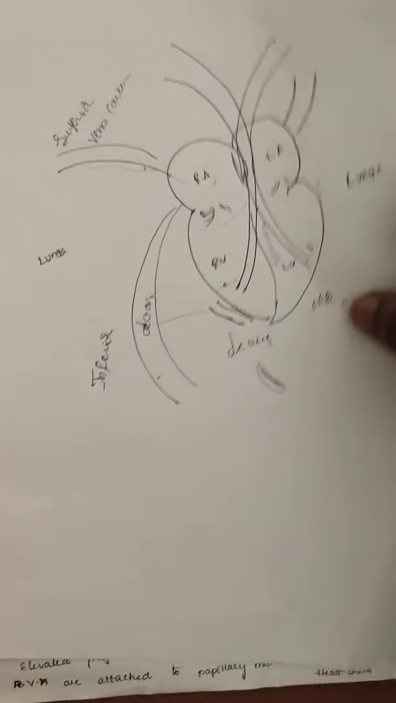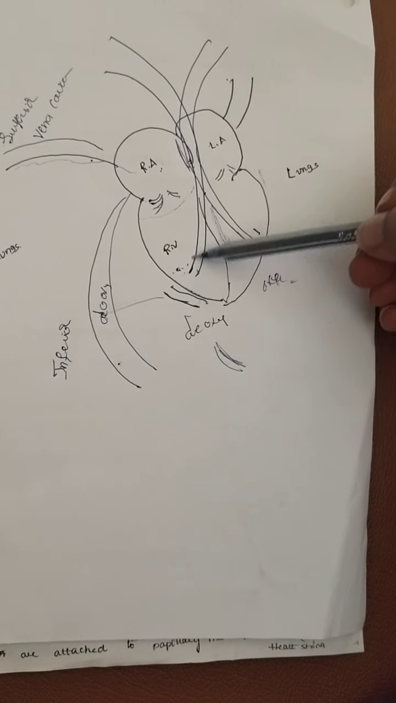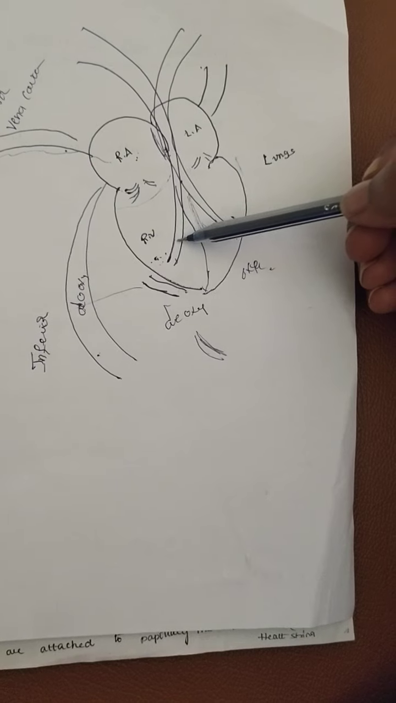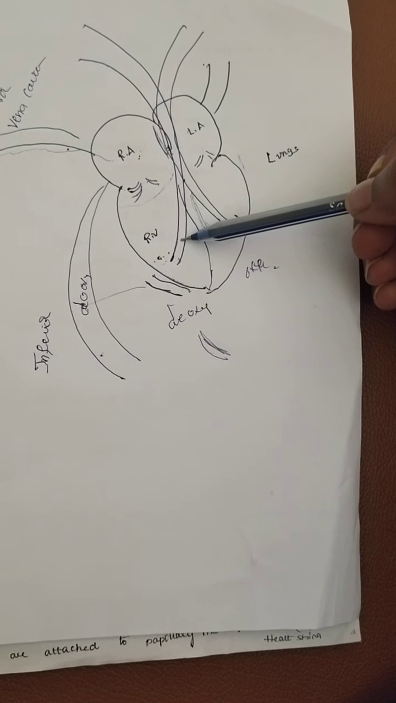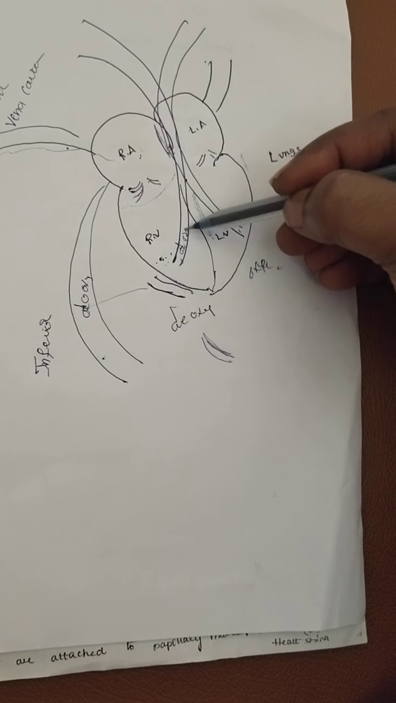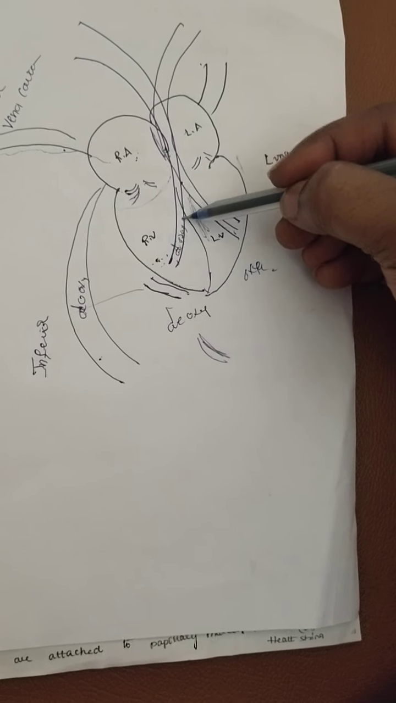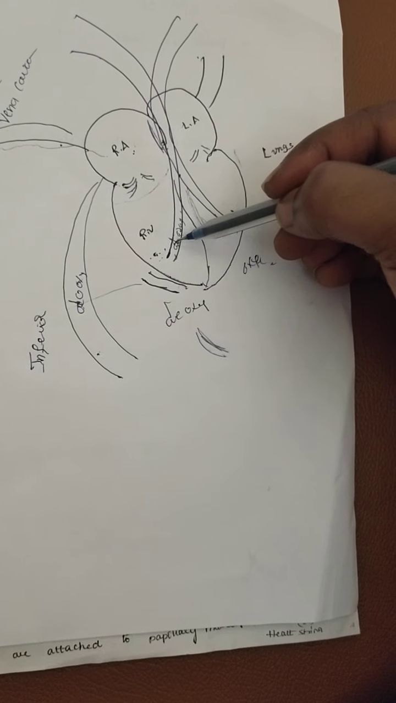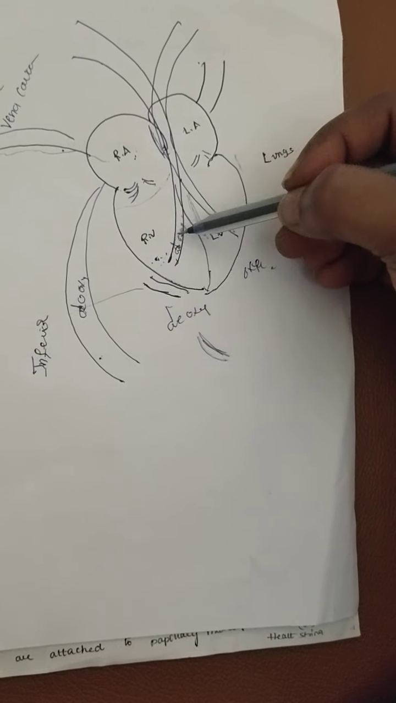Now see, this is the right ventricle. The right ventricle is connected by an artery. This artery is called the pulmonary artery. The pulmonary artery carries deoxygenated blood. Only this artery, which is connected with the right ventricle, carries deoxygenated blood.